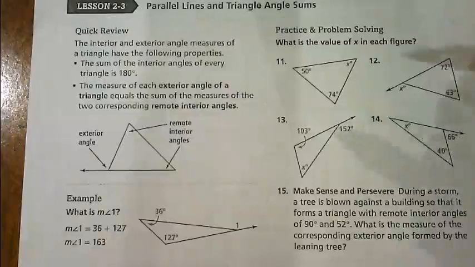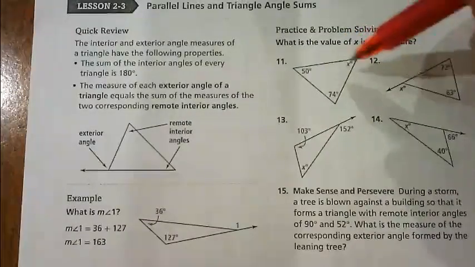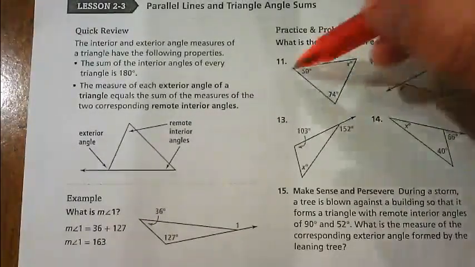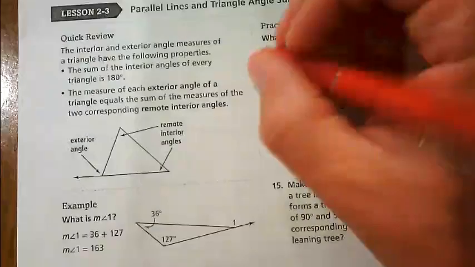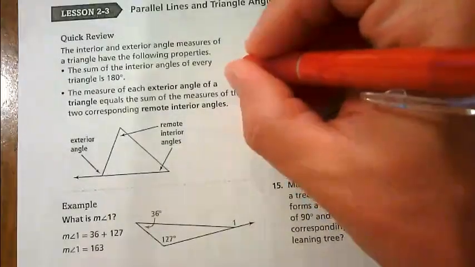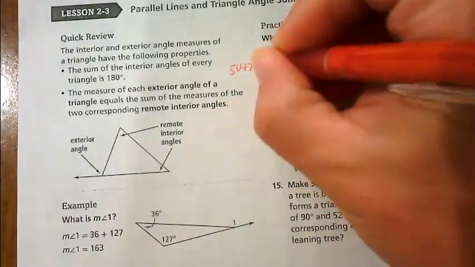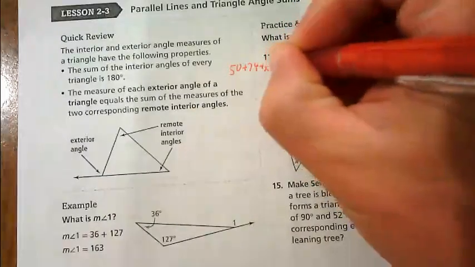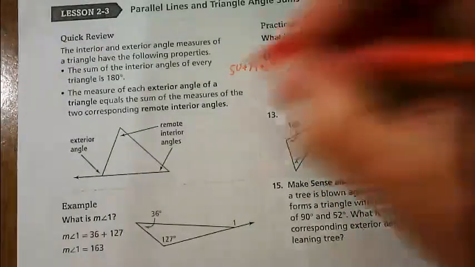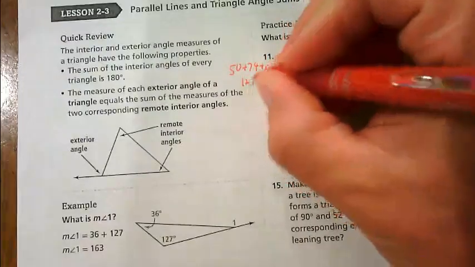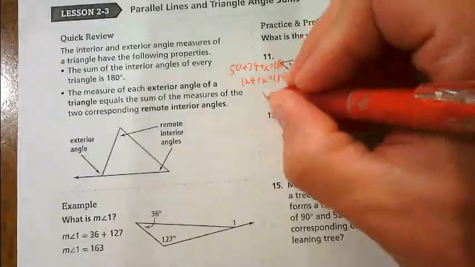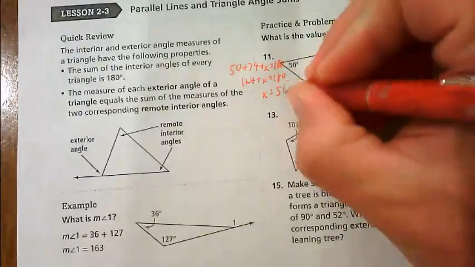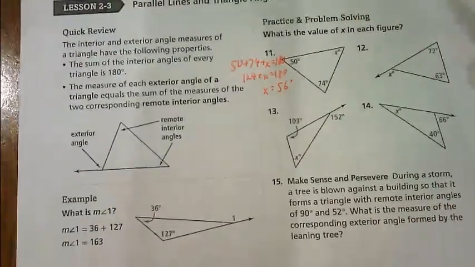Now, number 11. This one's just simply, we have a triangle, we have three angles, they all have to add up to 180. So you can do it a couple different ways. I like to show my work as an equation. So I'm going to have 50 plus 74 plus x equals 180. Add these two up, you get 124 plus x equals 180. Subtract off the 124, x is equal to 56 degrees.